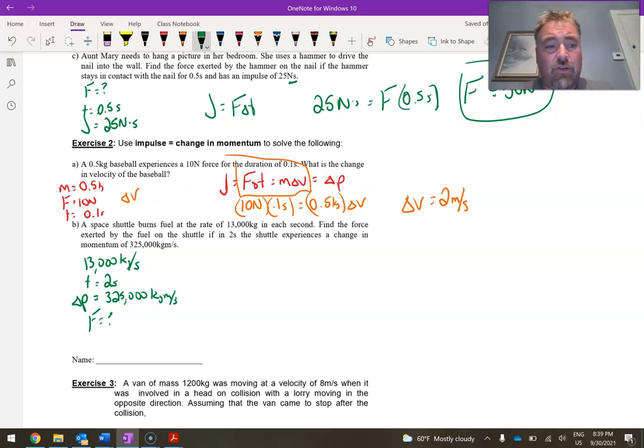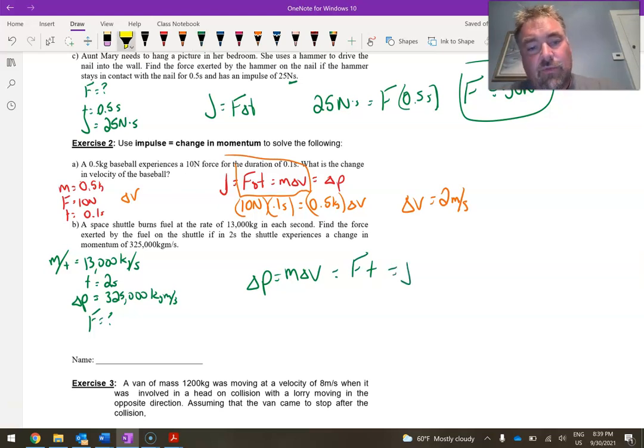Now you're looking at this 13,000 kilograms per second, and wondering what it is. If you just look at the units, this is the mass per unit time. This isn't necessarily anything we need right here, because I know that Δp is equal to mass times the change in velocity, which doesn't help me because I'm looking for force. But remember, it's also equal to the force times time, and that's equal to J. So in this instance, I'm only using Δp and force times time.